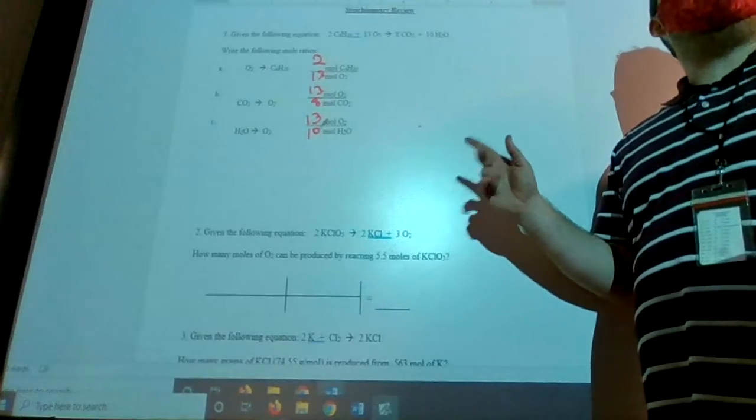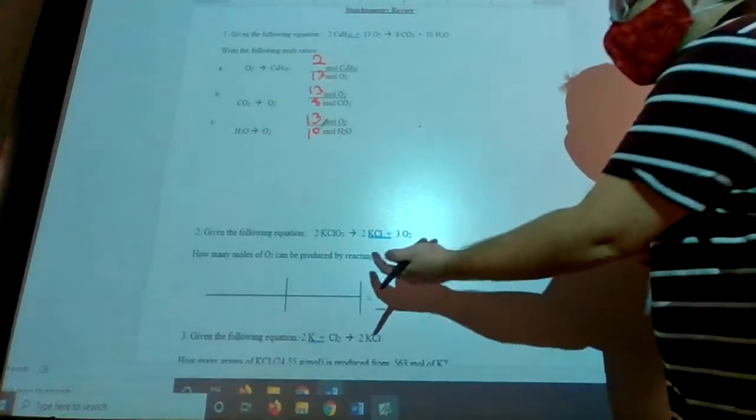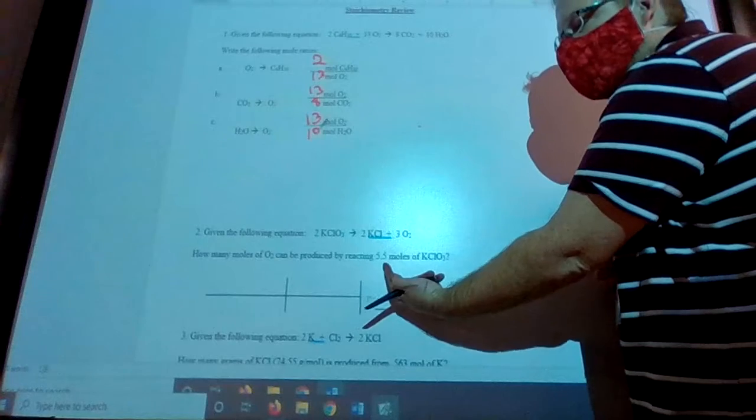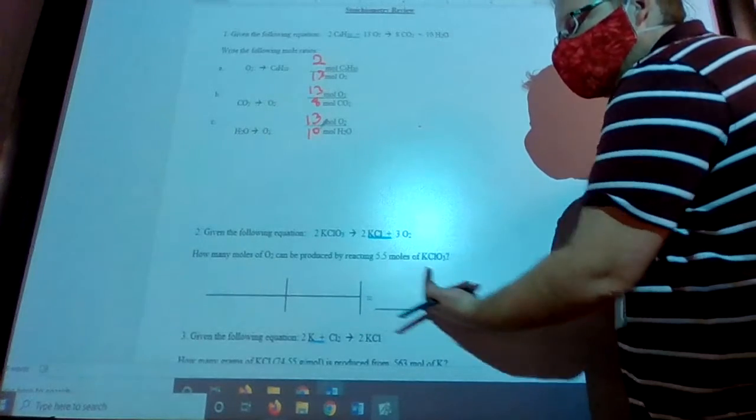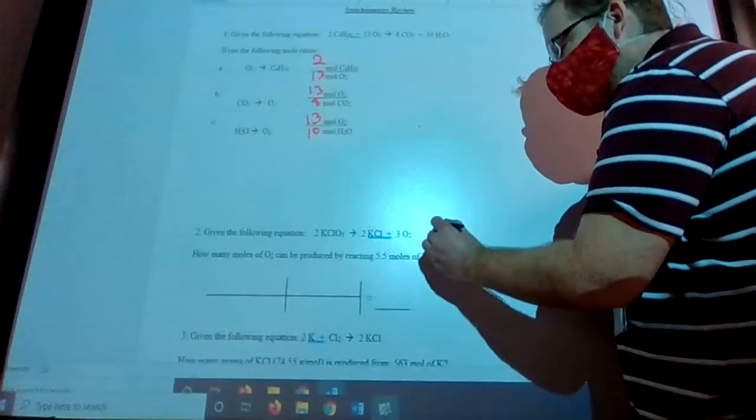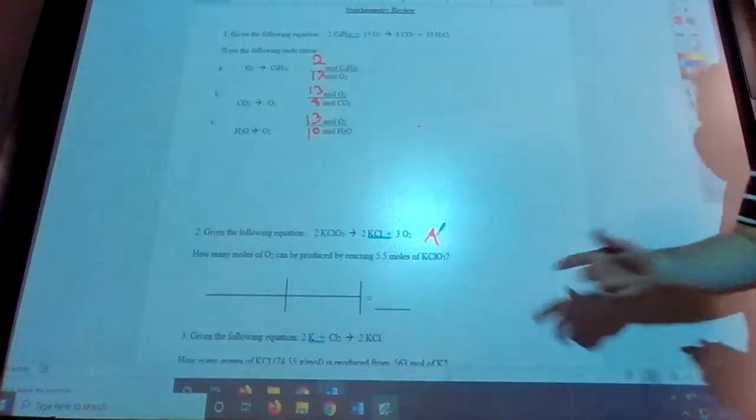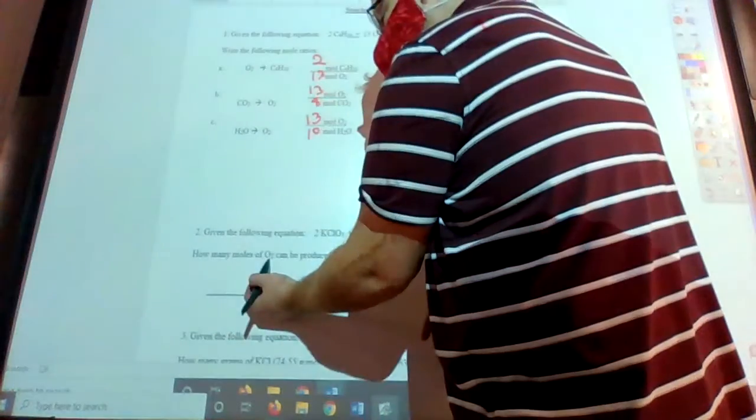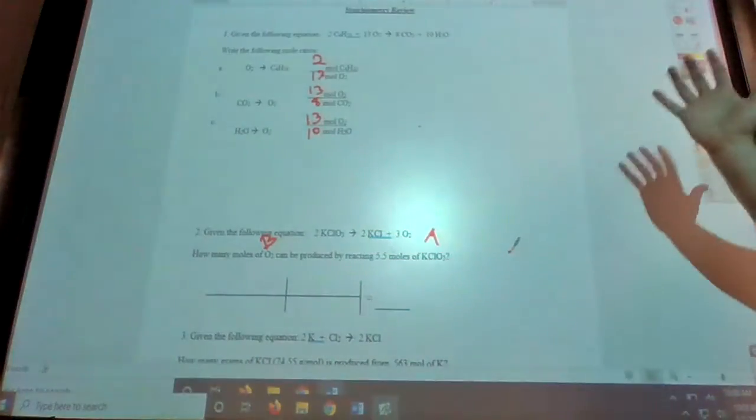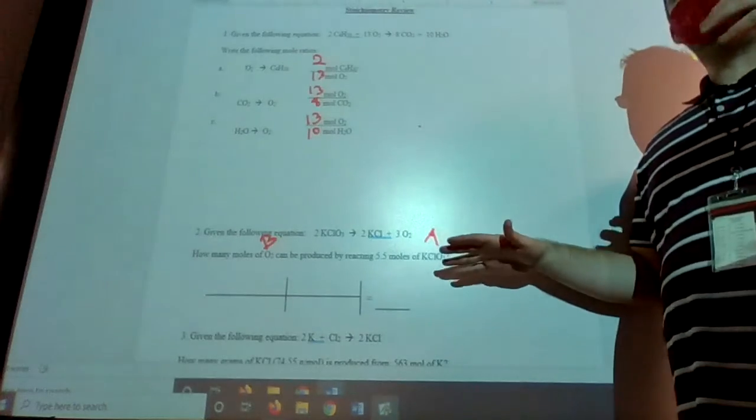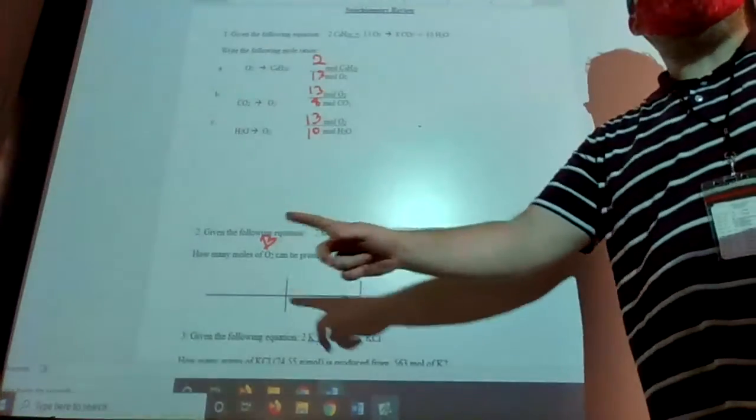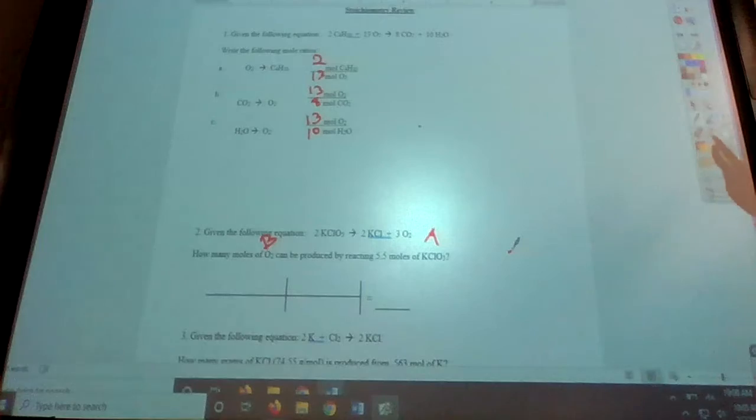Now, when you get these problems, if it helps you out, find the number that you're starting with, find the chemical that's attached to it, and just write an A there. That might help you remember that's chemical A. And then find your other chemical, where the question is how many moles of O2, and write a B there. Now, no matter what I do, if I come back to this later, I already know that's my A, that's my B. That helps me set this up.